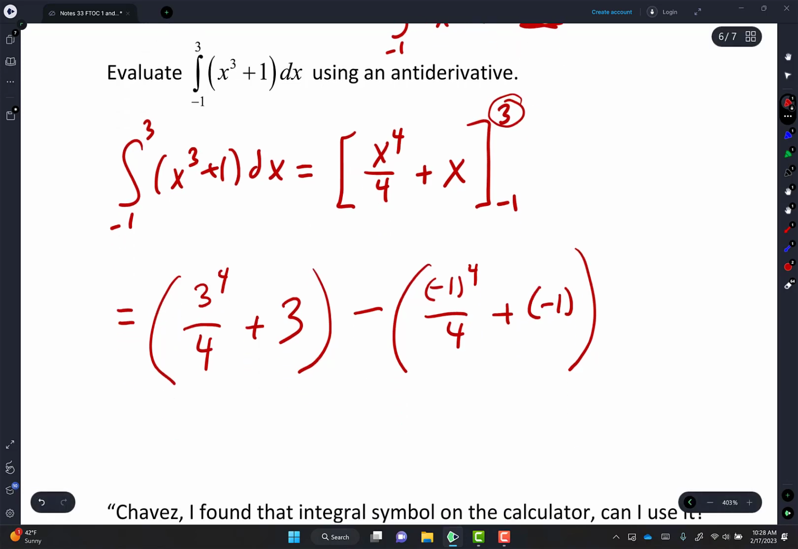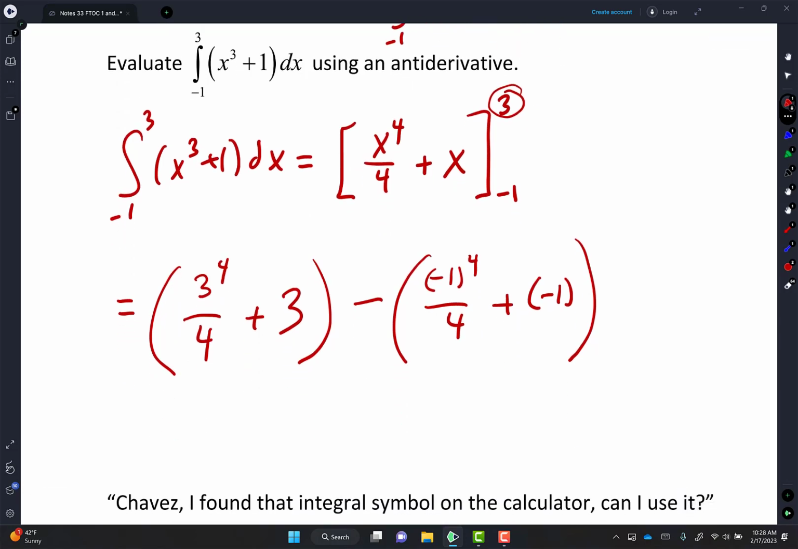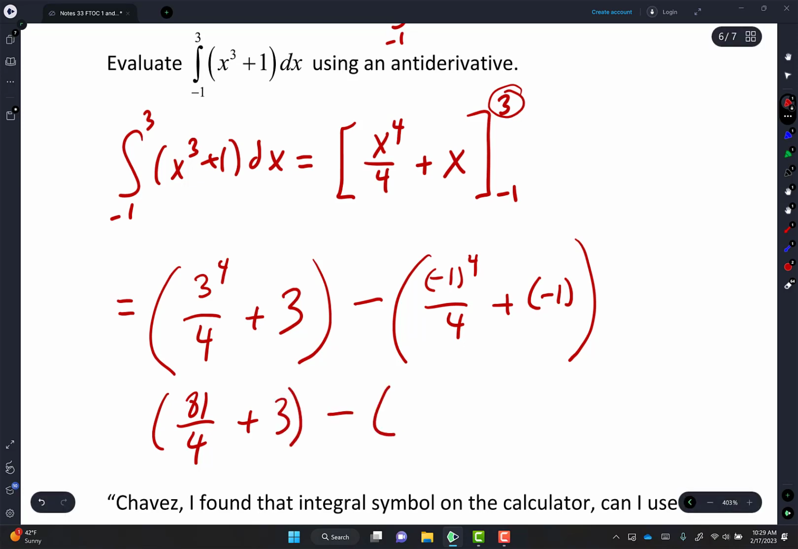Right now, we are just beginning, so let's see if we can do this. All right. 3 to the 4th: 3 times 3, 9. 9 times 3, 27. 27 times 3, 81. 81 over 4, I don't know what that is. 20.25, I'm going to leave it like that. Plus 3, in a little bit, I'll change that. Negative 1 to the 4th is 1, so 1/4 minus 1. Okay, I think I can do this. Ready?